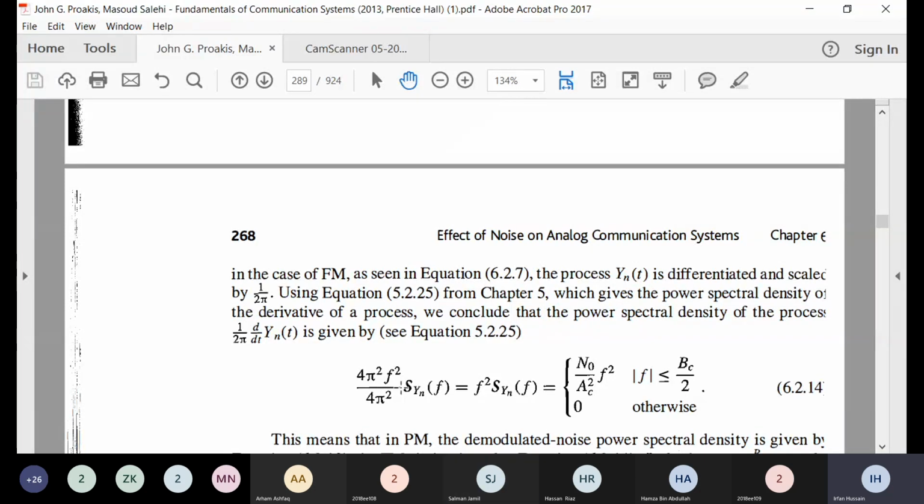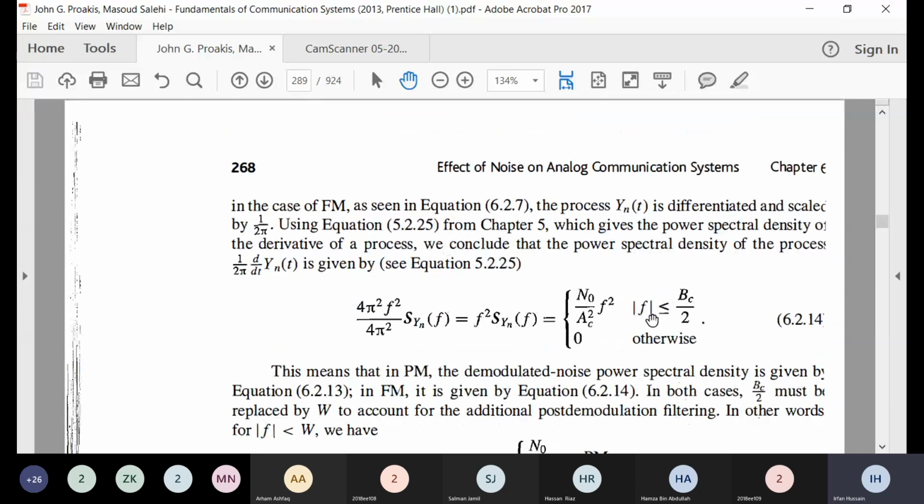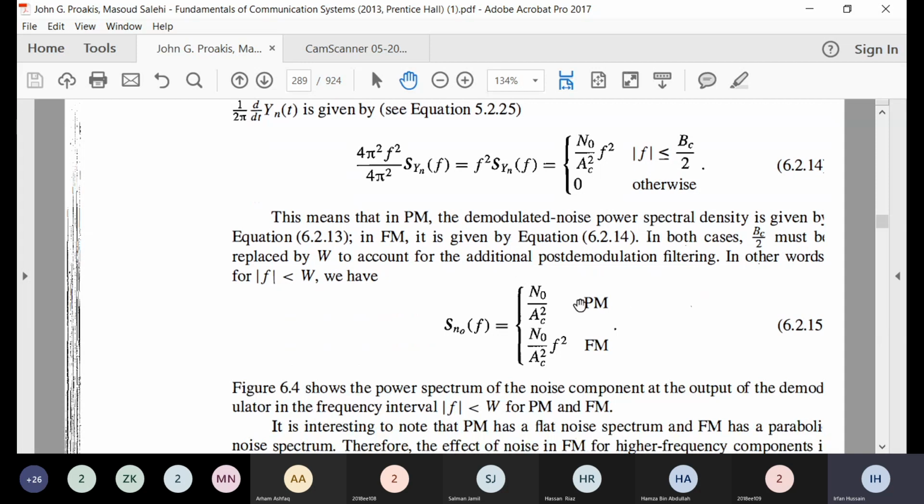Good. So you can see 4 pi cancels, and you have f square into this thing, and we have found SYN. SYN we just found was equal to N naught over AC square, and the bandwidth is again half of the Carson's bandwidth. So this is the output PSD of the noise in FM, and the previous equation represented the output noise of the PM. So you can see in FM you are just multiplying by f square, and the rest of it is the same.